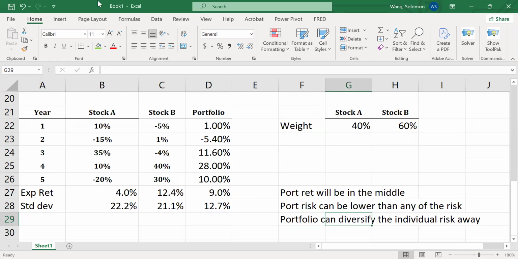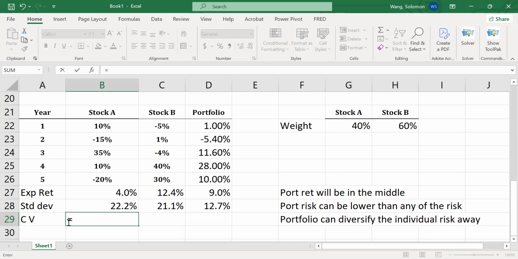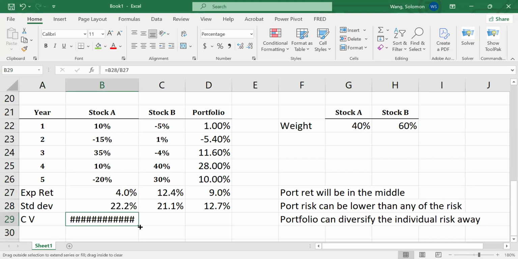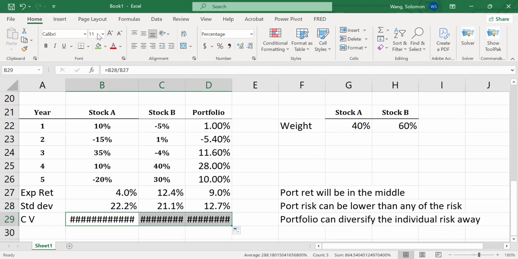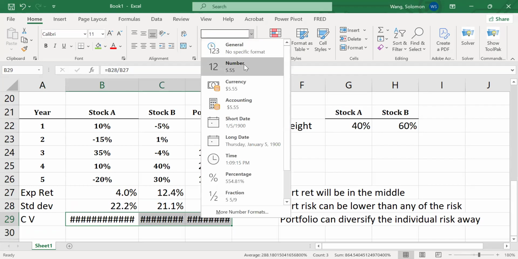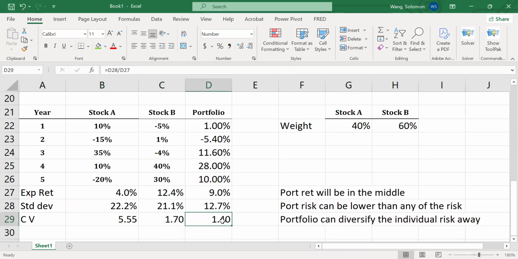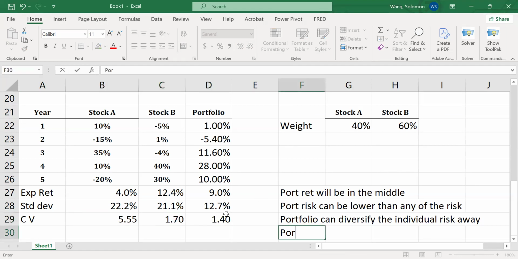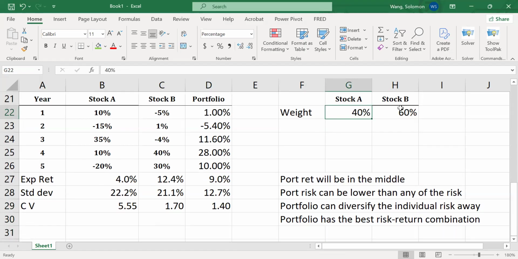And in your assignment, you are required to use the solver. So basically, you want to get the coefficient of variation, which is risk over return. Coefficient of variation, so it should be a number. You can see that the portfolio's coefficient of variation is lower than A, is lower than B. 1.4 is lower than any of these. So that means the portfolio has the best risk-return combination.